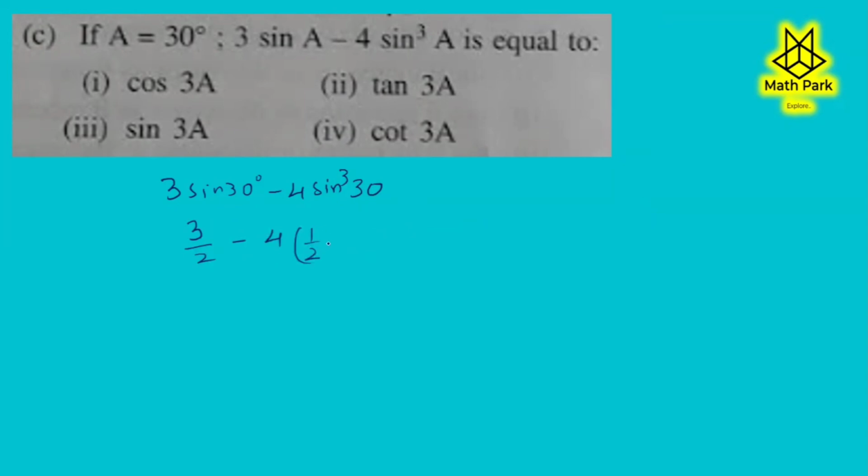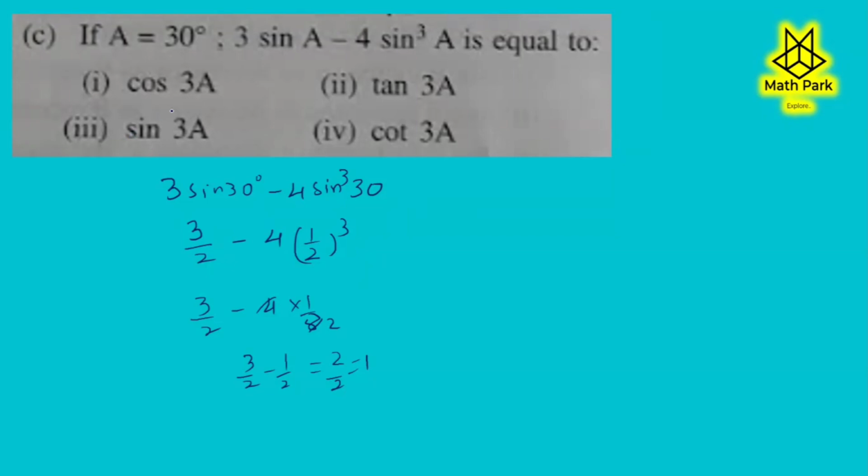So it is half cube, which is 3 upon 2 minus 4 into 1 by 8. 2 cube is 8; 4 ones are and 4 twos are. So it is 3 by 2 minus 1 by 2, which is 2 upon 2, which is equal to 1. Now you have to see which ratio has the value 1 here.